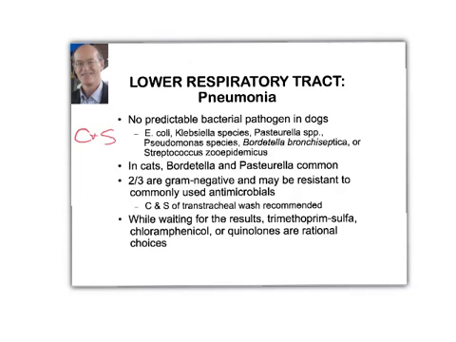In cats, Bordetella and Pasteurella are common. And the key here is that two-thirds, at least in the United States, are gram-negative and often resistant against commonly used antimicrobials. So while we're waiting for results, we can look at the likelihood that these gram-negatives, some of them are going to be E. coli, that trimethoprim, chloramphenicol, or quinolones are rational choices for pneumonia.